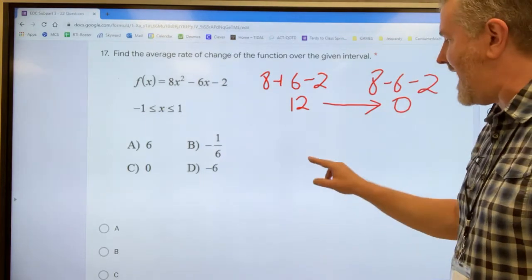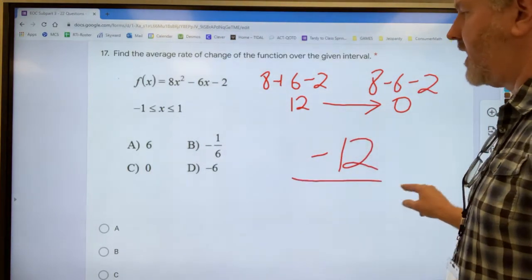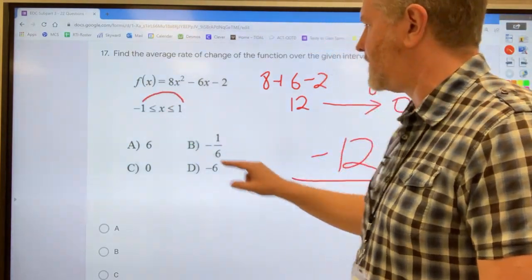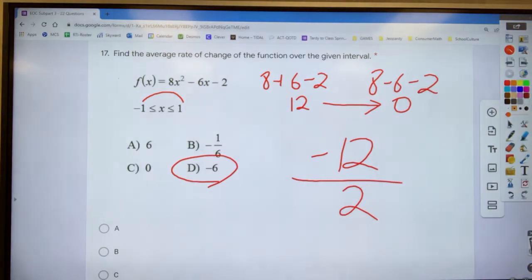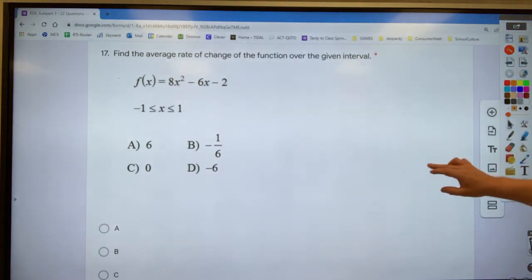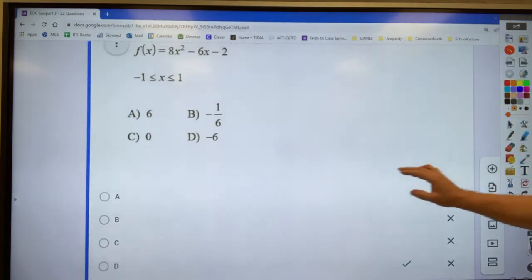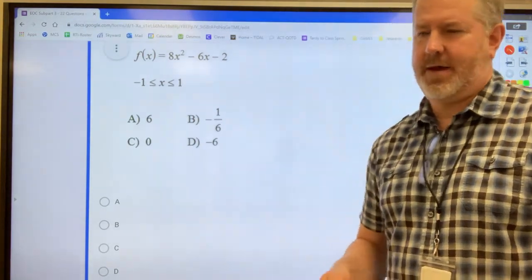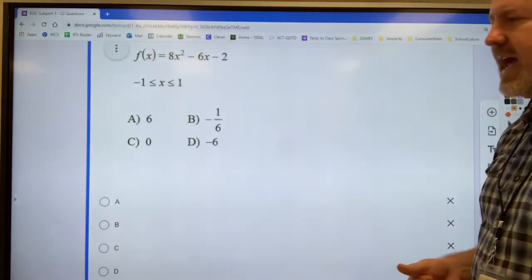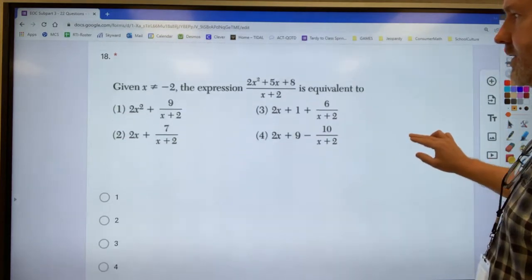Since it's going down, I'm going to call the rate of change -12, and we're going to divide by this interval, which is only 2 units wide. Answer ends up being -6. All right. That one is a little confusing, but the answer ends up being D on that one. First time I solved it, I got +6, and then I realized it's dropping. So we got to call that rate of change -12. -12 divided by 2 is -6.